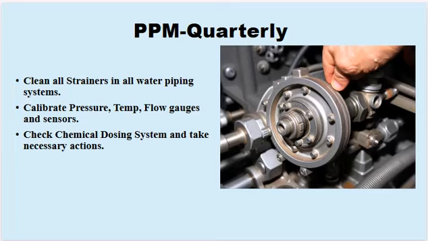This is followed by a comprehensive calibration of all pressure gauges, temperature sensors, flow gauges, and other monitoring instruments to ensure accurate readings and proper system control. The chemical dosing system must also be checked and adjusted as necessary to maintain proper water treatment levels, preventing scaling and corrosion within the system. These quarterly maintenance tasks are essential for preventing system degradation and maintaining efficient operation.